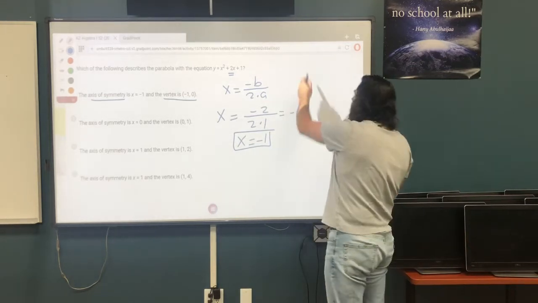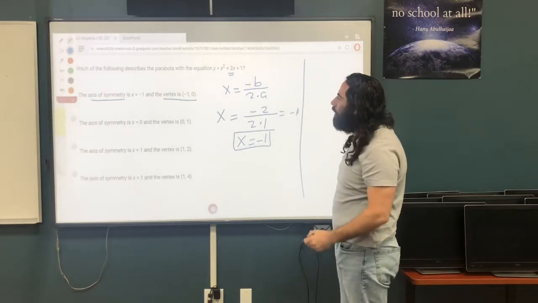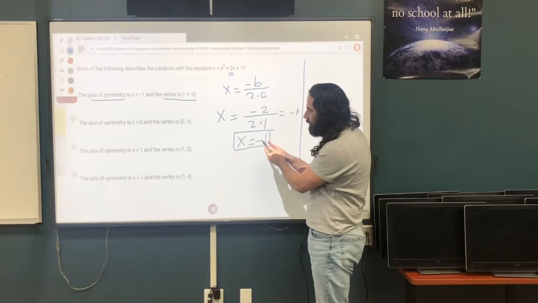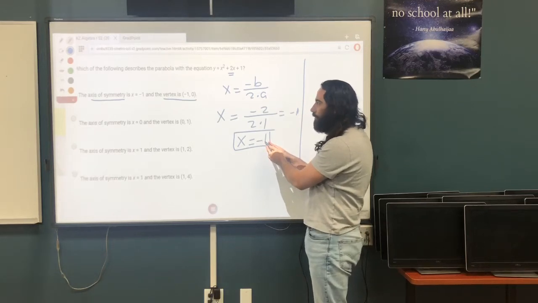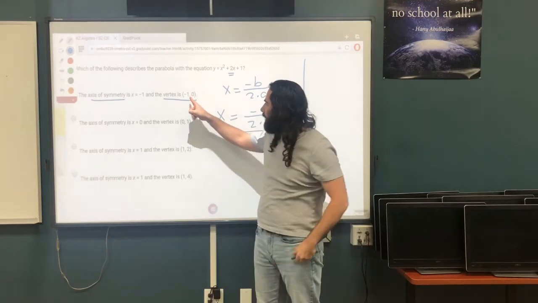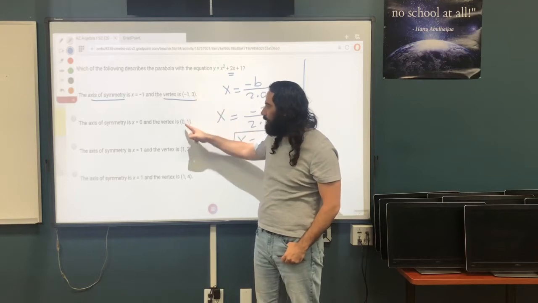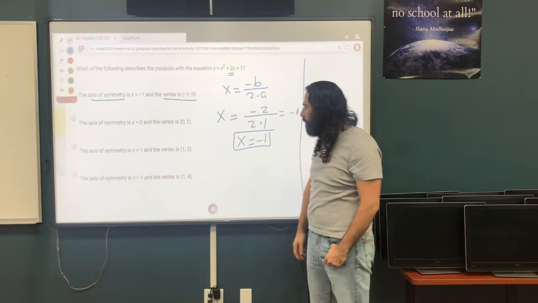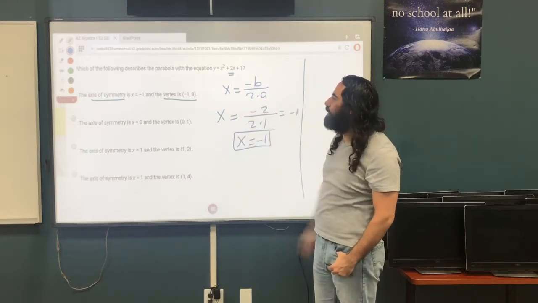The second thing that we need to do is find the vertex. To find the vertex, we already have the x, which is negative 1. So the vertex, the only one that has the x negative 1 is this one. This one doesn't have negative 1, this one doesn't, and this one doesn't. So the answer would be the first one.